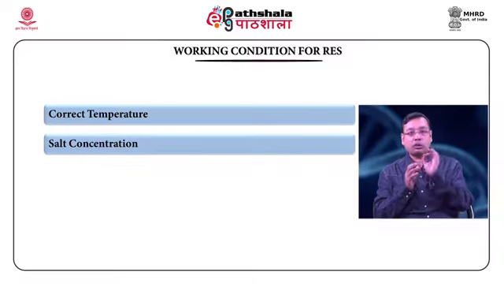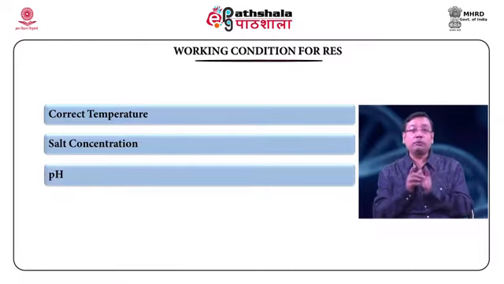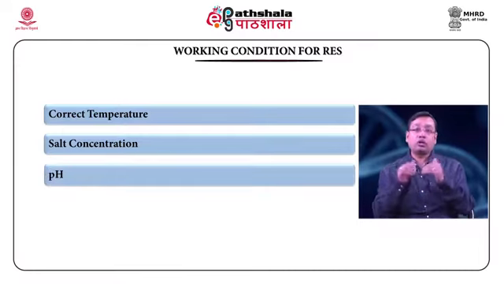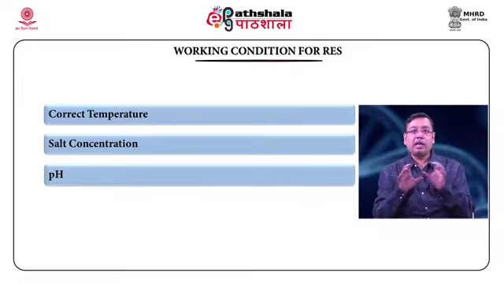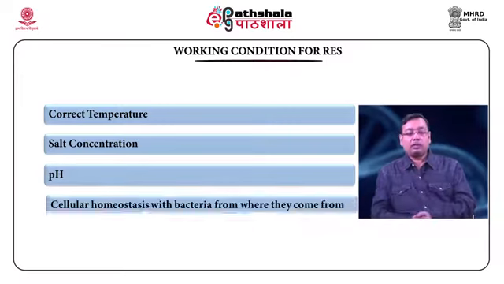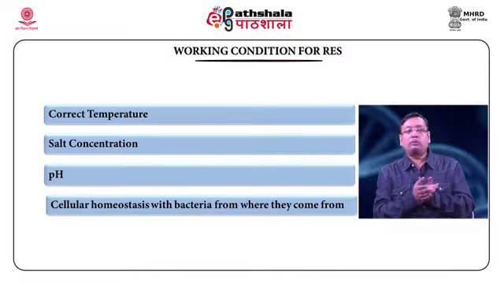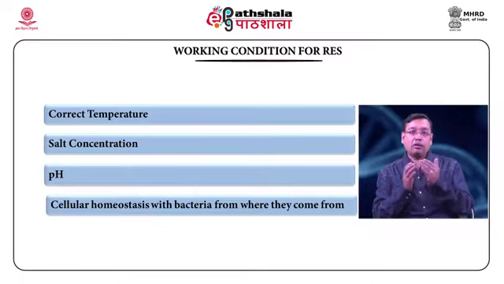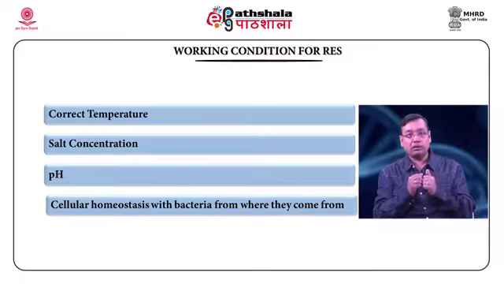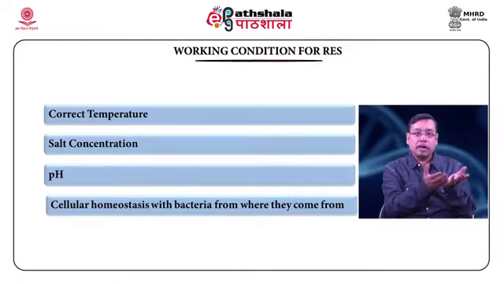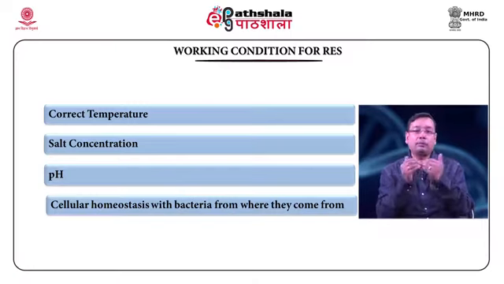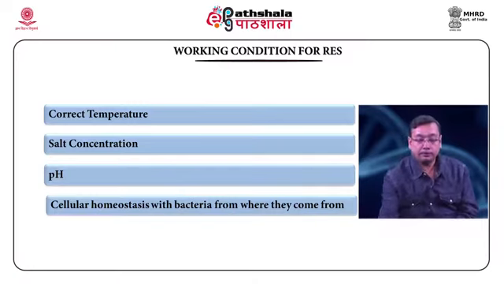Then salt concentration. Salt concentration is also an important factor for the restriction endonuclease. And third is the pH, because you have to maintain a physiological or balanced pH in order to cut the DNA very specifically and in a proper way. Fourth is the cellular homeostasis, because these restriction enzymes are derived from microorganisms. So you have to give a condition which can mimic the biological or cellular homeostasis, because the enzyme is coming from one particular organism, and that is the reason why we have to give a particular homeostasis to have the best efficacy of the restriction endonuclease.